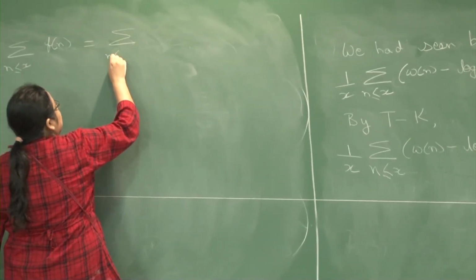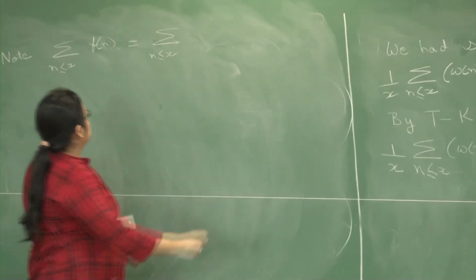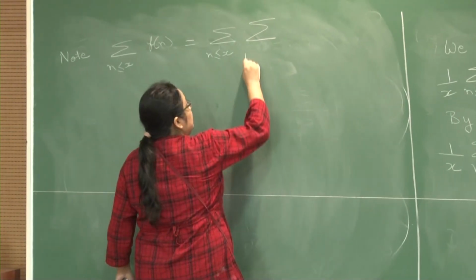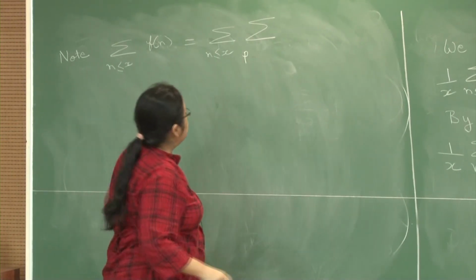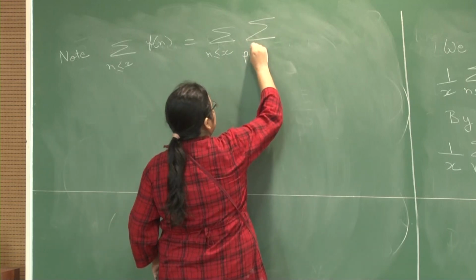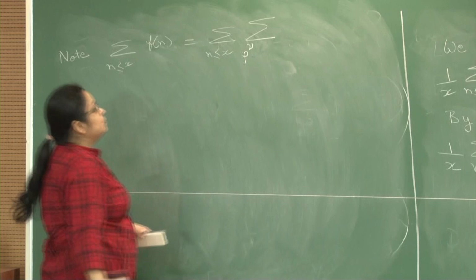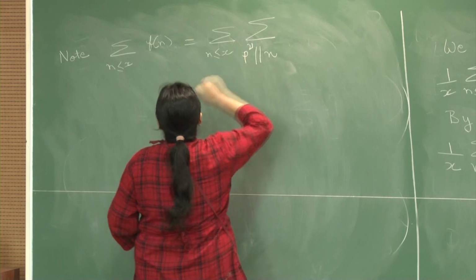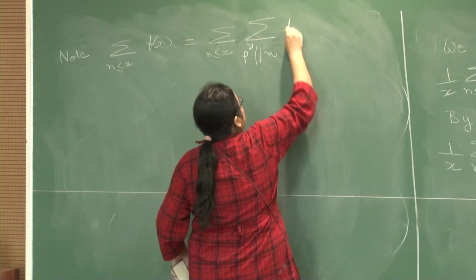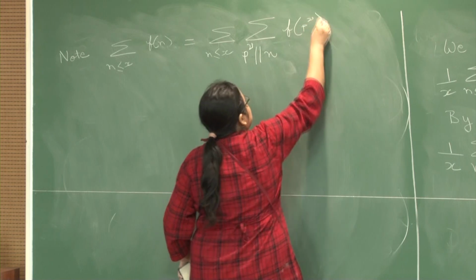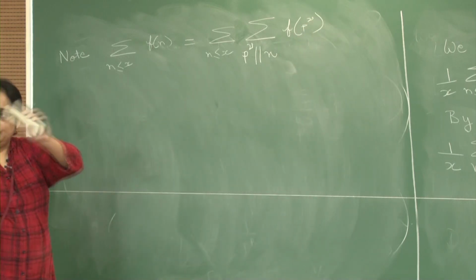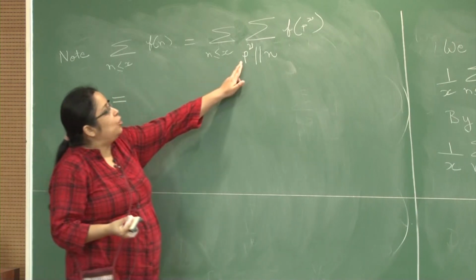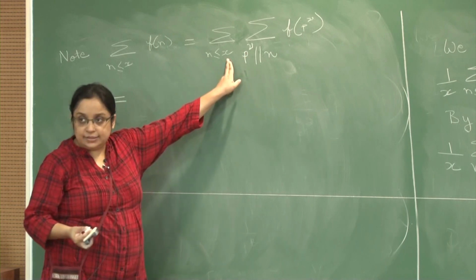Summation n up to x, summation over p raised to some nu, let me call this nu, where p to the nu double divides, or double bar, n, of f of p raised to the nu. And when you interchange it, what do I have to do? I have to first take all possible prime powers up to x.